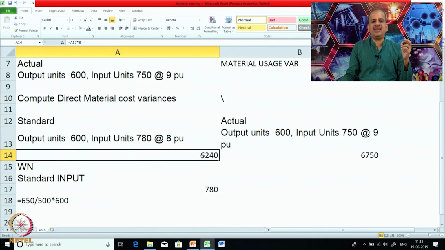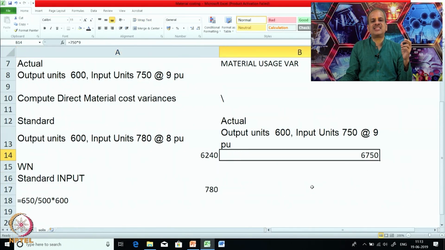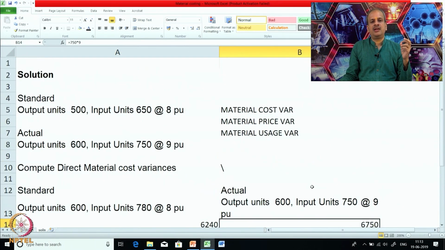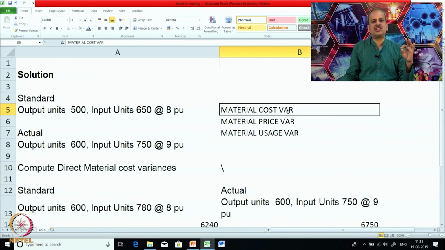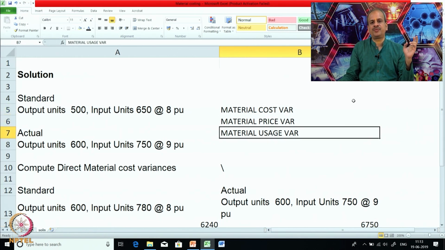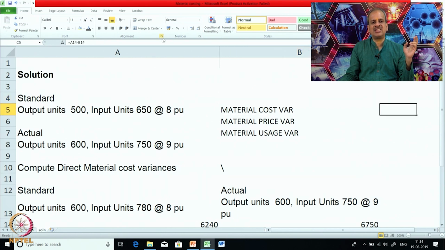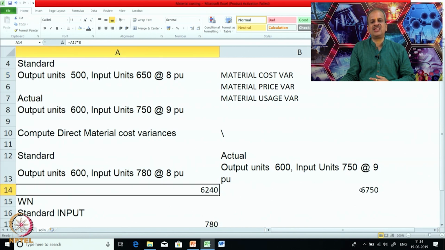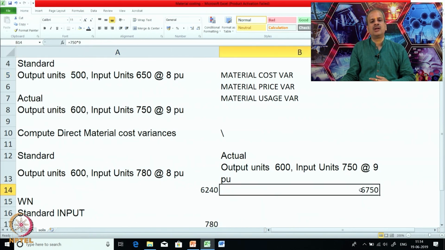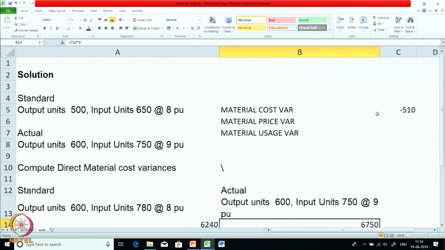So now we are comparing 6240 with 6750. Now we have to calculate 3 variances. First is cost, then price and then usage. As far as the cost variance is concerned, I think you know the formula. It is a comparison of standard cost with actual cost. So it is a comparison of 6240 with 6750. So 6240 minus 6750, you get minus 510, indicating that it is an unfavorable variance.